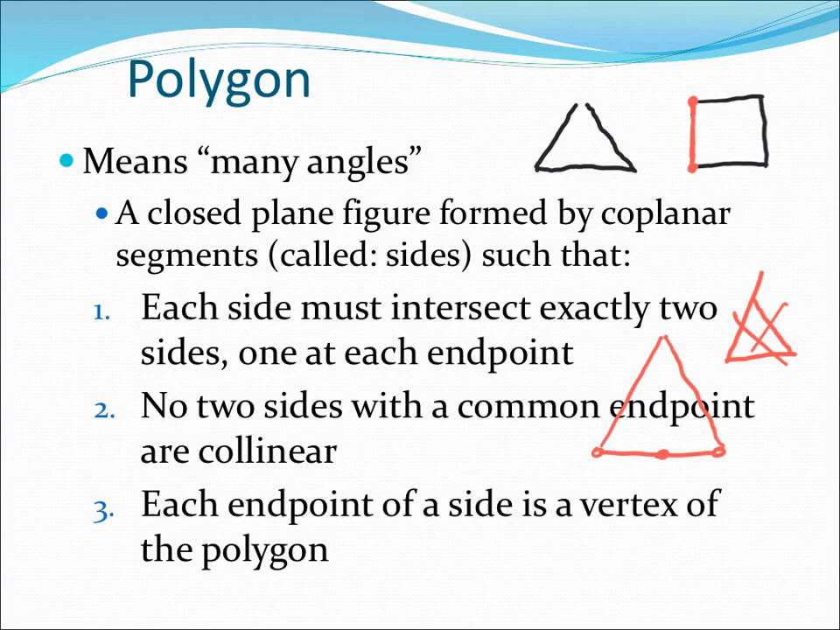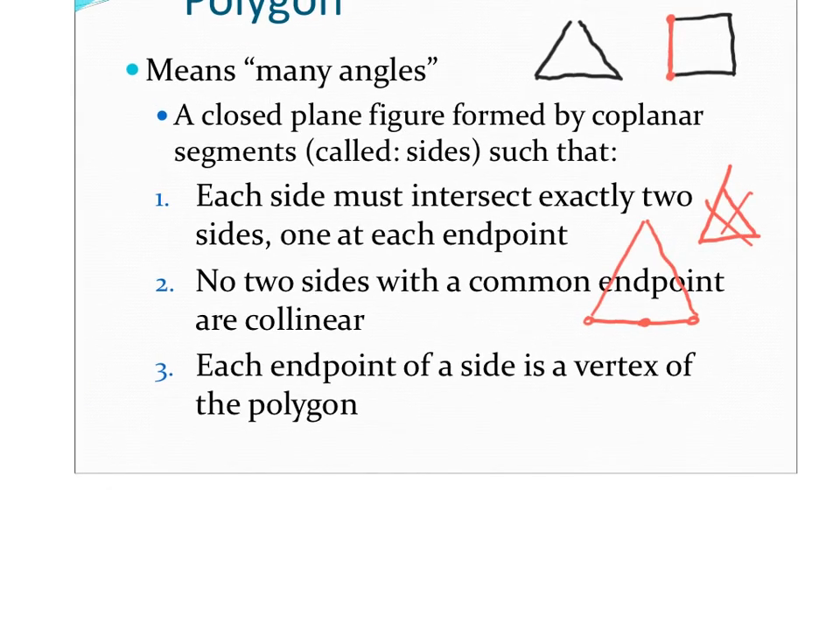Each endpoint of a side is a vertex of the polygon. So when we're talking about these polygons, whether it be a triangle or a square or a rectangle, all those points where the sides meet are called a vertex. Now, the plural of vertex is vertices. So you're going to hear me say vertices a lot. That is the plural form of more than one vertex. There are all of the vertices of a triangle. One vertex, two vertex, three vertex. Those are all the vertices of a shape.